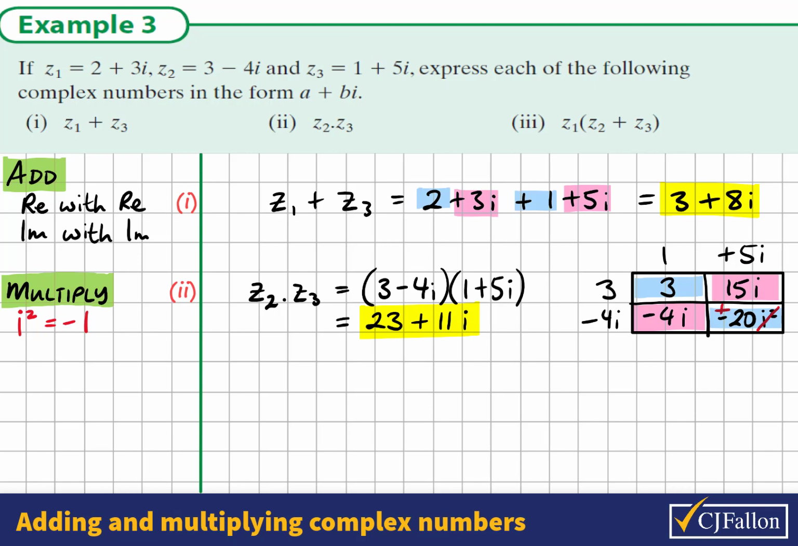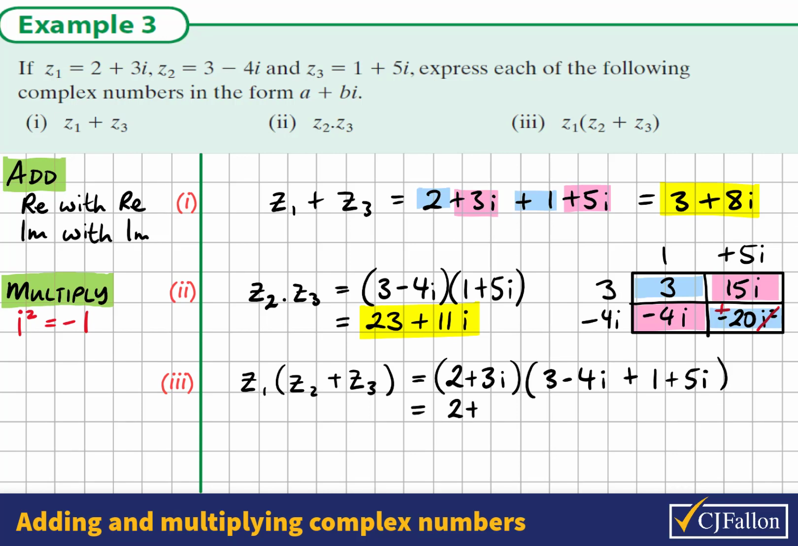In part 3, there's some multiplication and division going on. We have an option here. We could multiply out the bracket first and then add, but it is probably easier to do our addition, what's inside the brackets first. So we have Z1, which is 2 plus 3i, and that's been multiplied by the sum of Z2 plus Z3. So Z2 is 3 minus 4i plus Z3, 1 plus 5i.